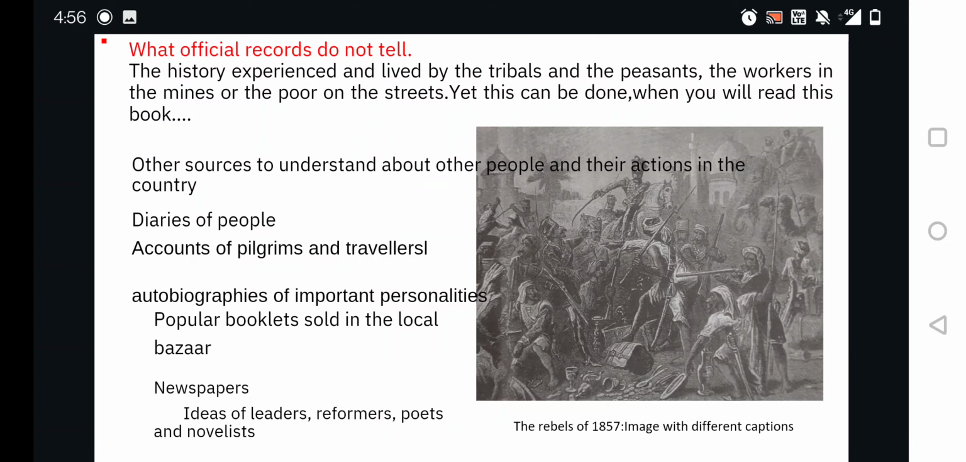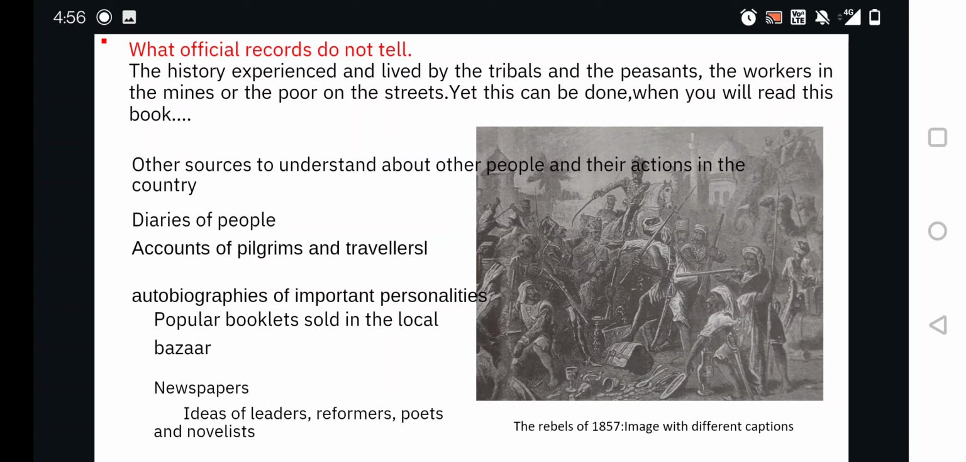Okay, then what official records do not tell. When we talk about newsletters, memos, official documents, text collection records, it is all telling about the perspective of Britishers, because they collected these data. But what about the common people? How do we know about the common people? How do we know about the tribals, peasants and workers, right? So these people's history is something we have only now started exploring. These were not written by the Britishers properly.